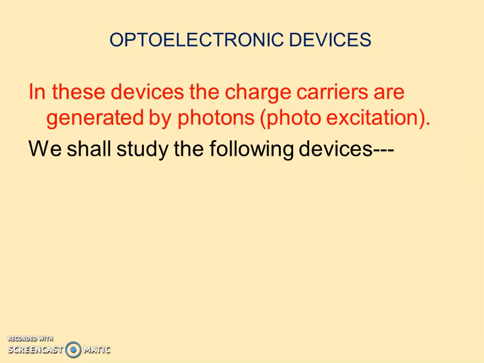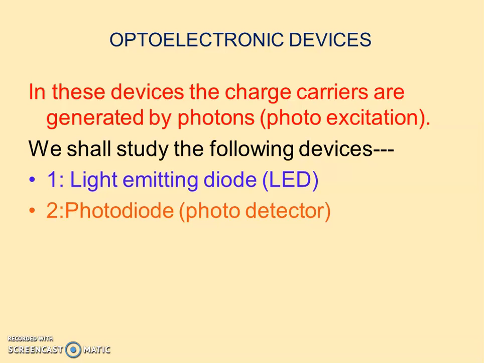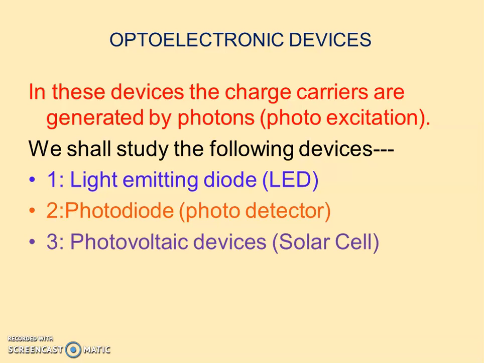Now we will study the following devices. Number 1, LED, light emitting diodes. Number 2, photodiodes or photodetector. And number 3, photovoltaic devices, means solar cell. So we have to discuss these three devices.